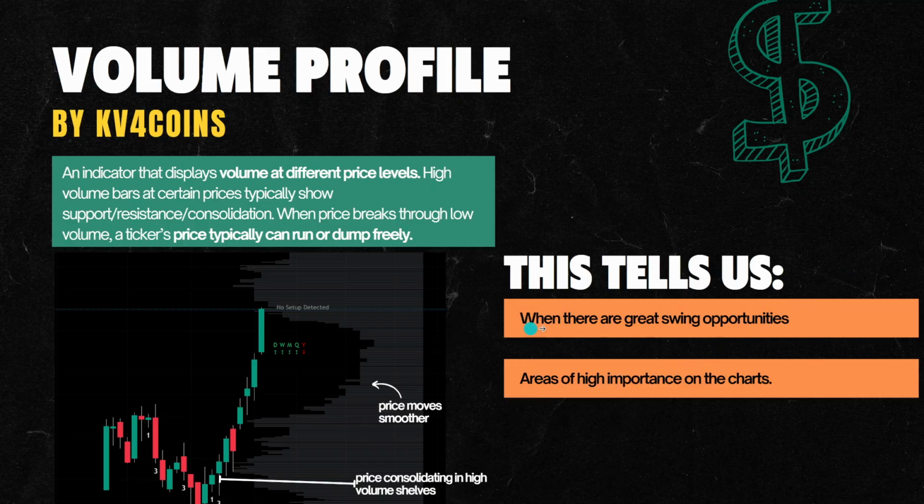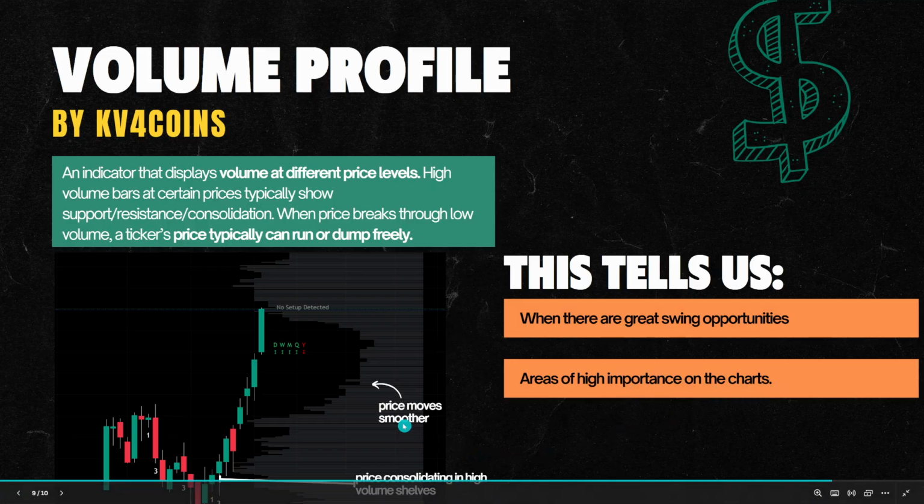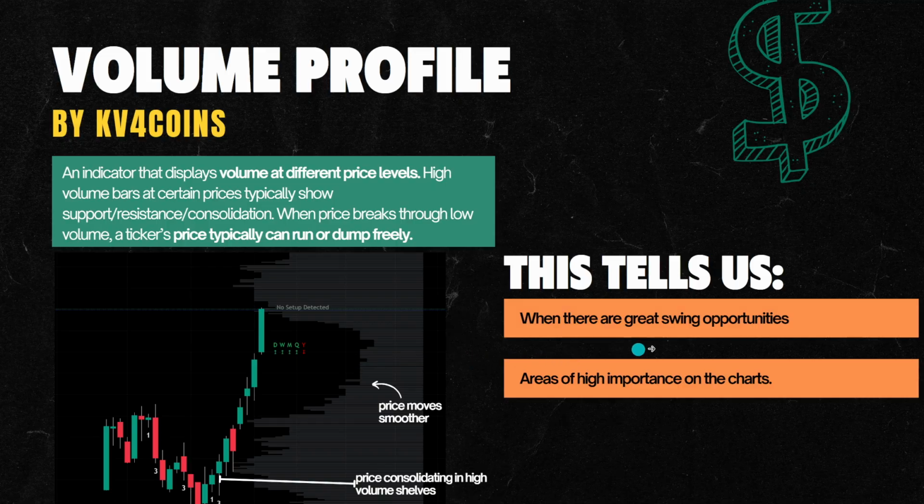All right, so this tells us when there are great swing opportunities and then areas of high importance on the chart. Price moves smoother through the low volume shelf areas. What do we give this indicator? How are we feeling? Are things clicking? What number are we giving out of 10? How is this making us feel?